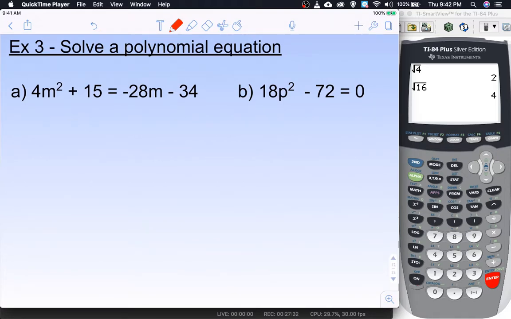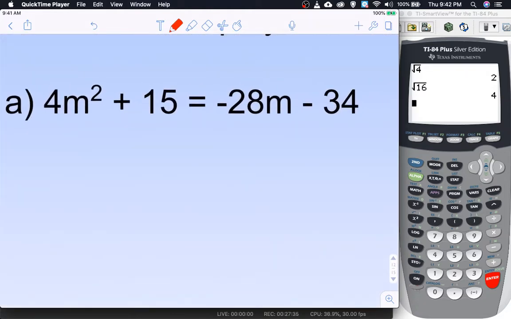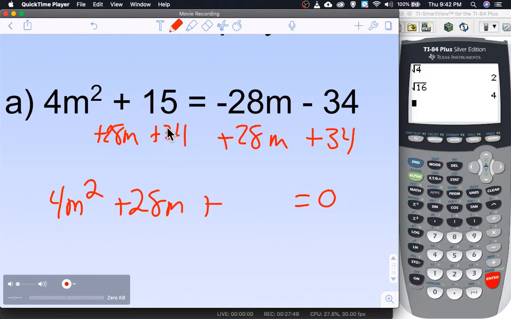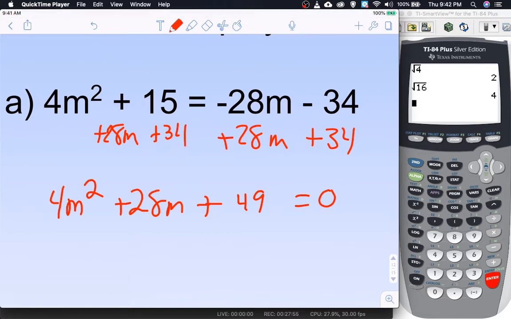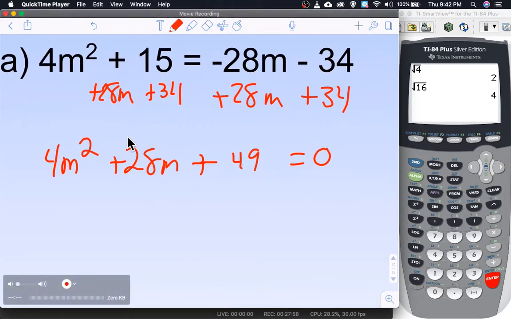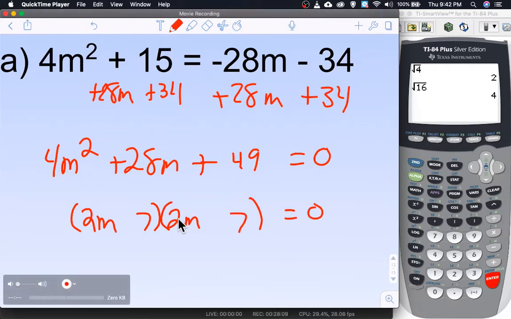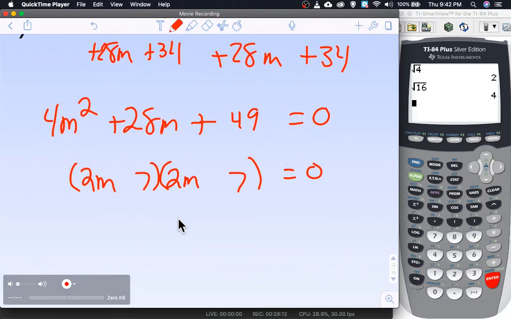Same amount of work. I'm going to move everything over to the left hand side. So I'm going to add 28m and add 34 to both sides, so I'm going to have something equals 0. That's going to be 4m squared plus 28m plus 49. That continues to follow the pattern that we have been doing. Both 4 and 49 are perfect squares. So I'm going to take a stab that it's 2m and 7. Notice I'm not quite sure what the sign is yet. I always hang on to that until I've worked through it.